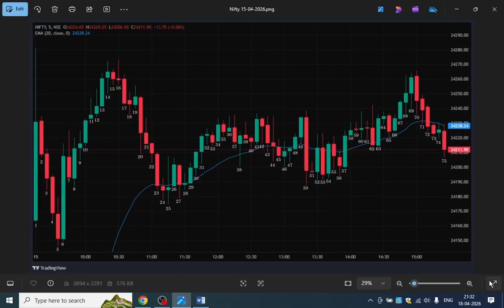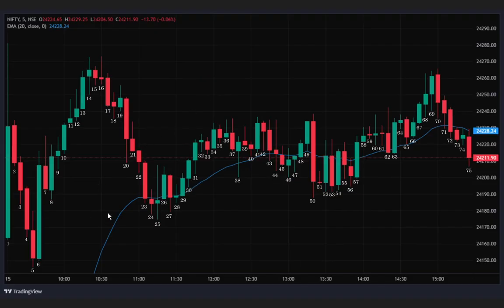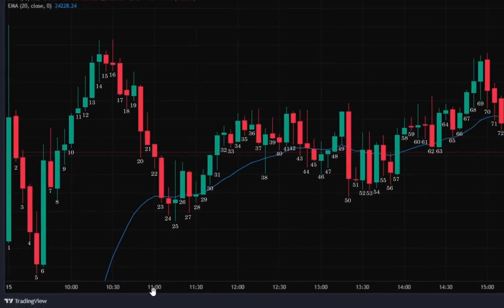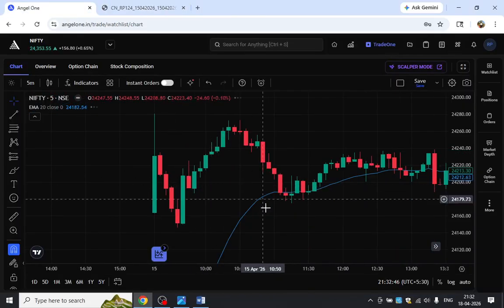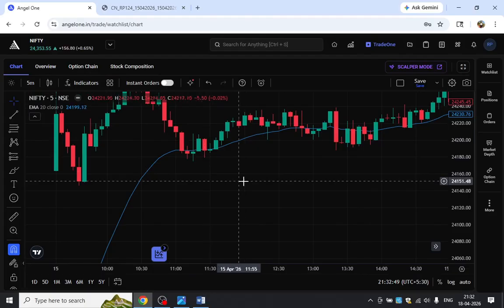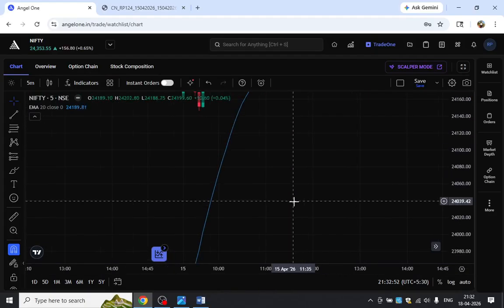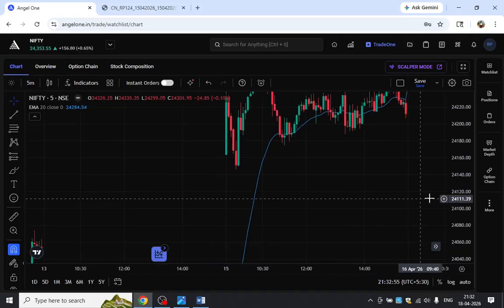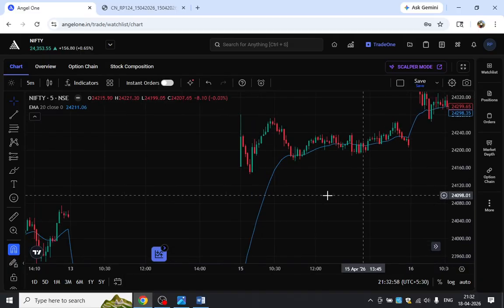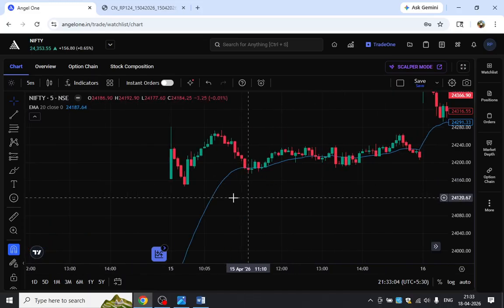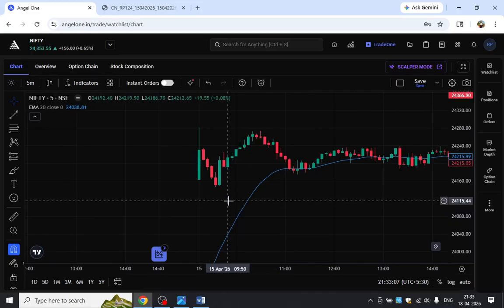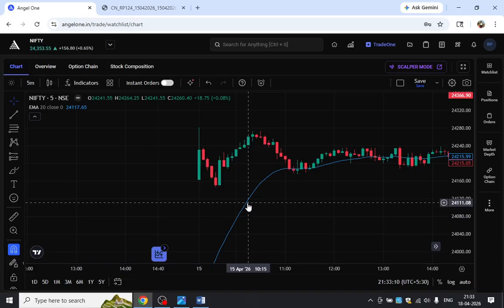Now this is 15th April 2026, and as you can see it was a gap up opening, but I am least concerned with how the price has moved up, because we are only concerned with the candlesticks that have formed, and we are 100% going intraday. We are never going to carry forward our positions.